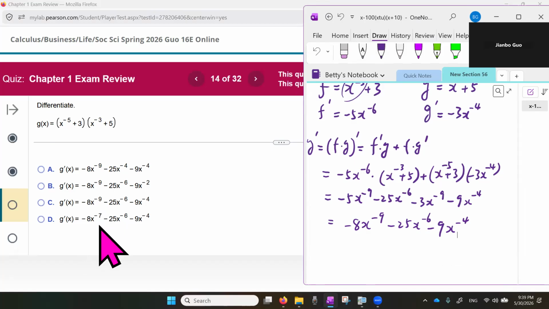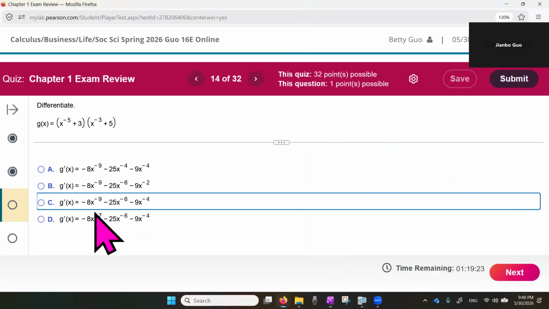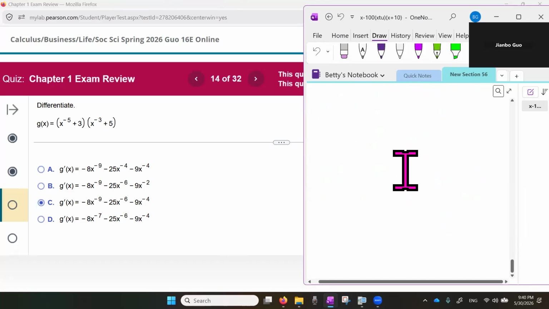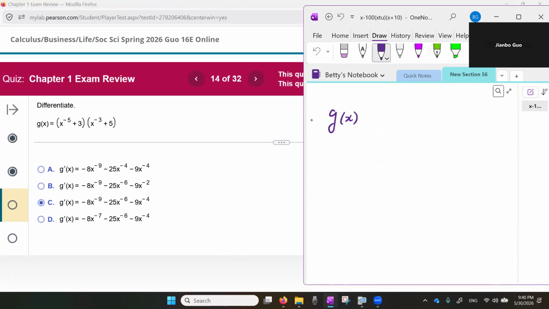Yeah, let's use a different method. So the general rule is if we can make the original given function simple, we're going to do that first. So for this specific question, we should have done that. So I recommend you use this method, okay?